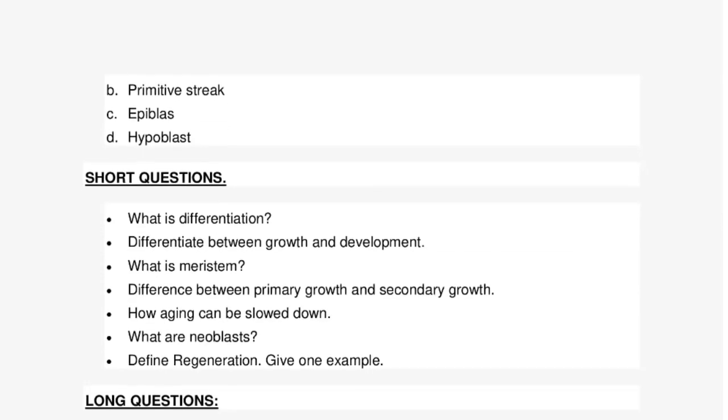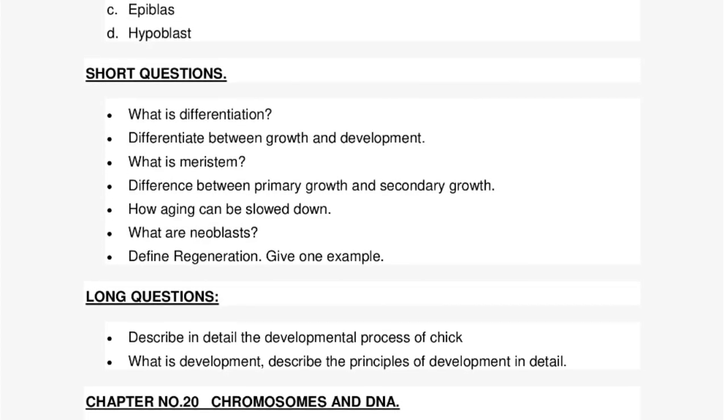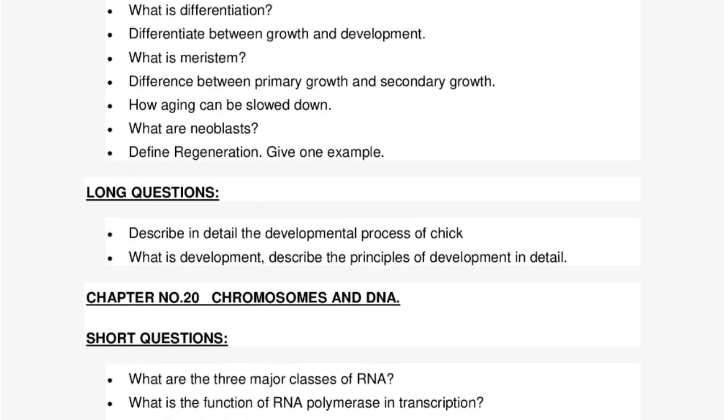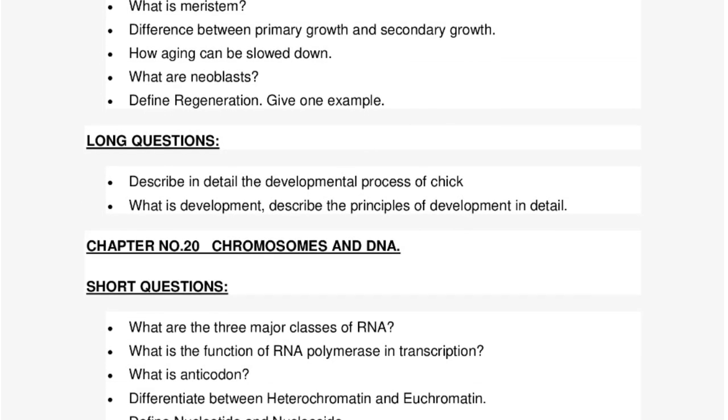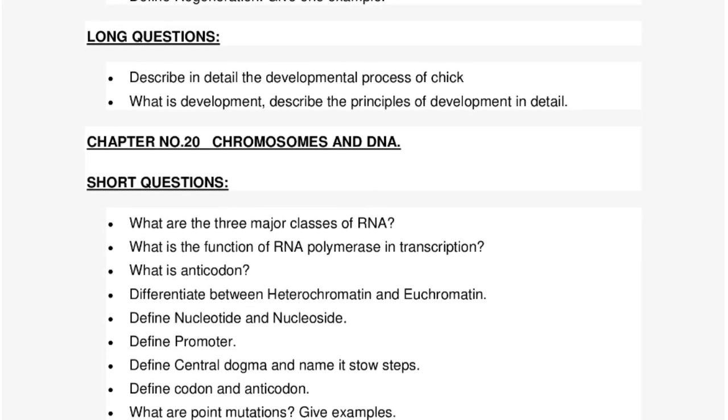Short questions. What is differentiation? Differentiate between growth and development. What is meristem? Difference between primary growth and secondary growth. How can aging be slowed down? What are neoblasts? Define regeneration. Give one example.